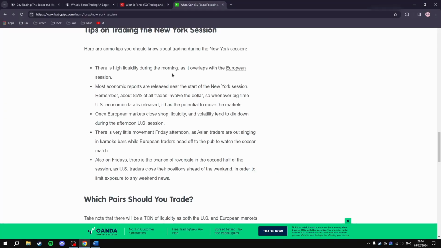Once European markets close shop, liquidity and volatility tend to die down during the afternoon US session.